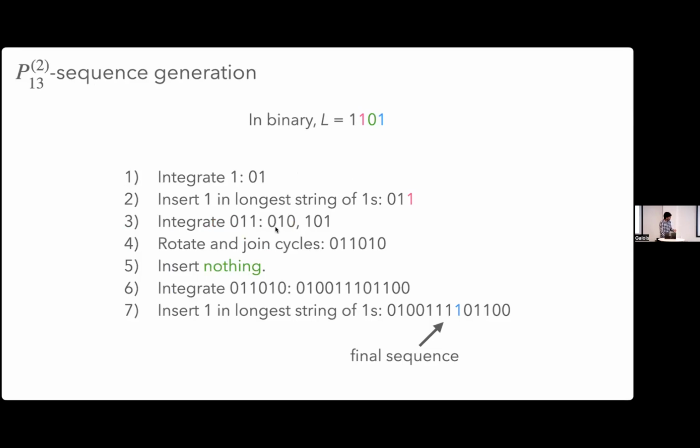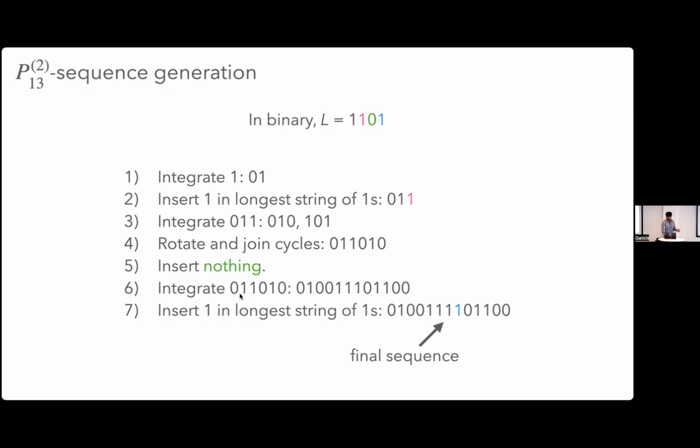And then we perform another integral. We'll get 2 possible cycles, depending on the integration constant we use: 0, 1, 0, and 1, 0, 1. Rotate and join at the substring 0, 1. And we get 0, 1, 1, 0, 1, 0. Now this green 0 is telling us to insert nothing. So we do that, we insert nothing.